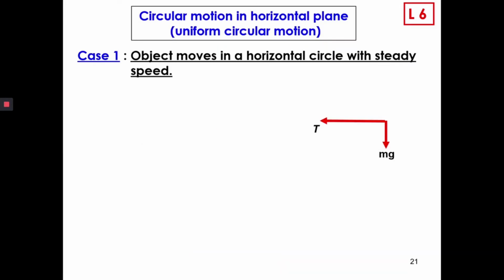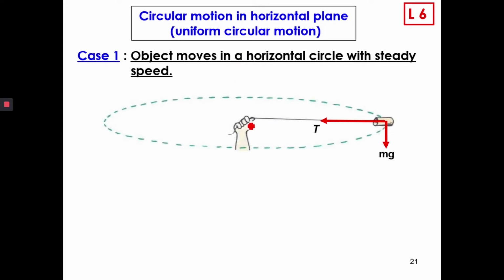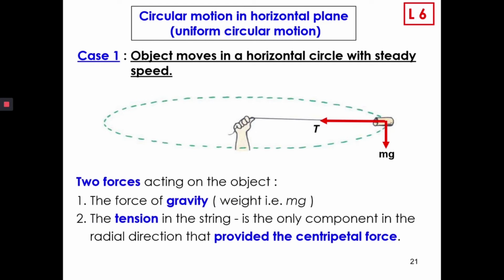Circular motion in horizontal plane. As I mentioned before, for circular motion we have two parts, horizontal plane and vertical plane. First case, for horizontal plane, is an object moving in a horizontal circle with a steady speed. Now this object will experience two different forces. First is tension and second is weight. Two forces acting on the object, weight downward, and the tension is the only component in the radial direction that provides the centripetal force.